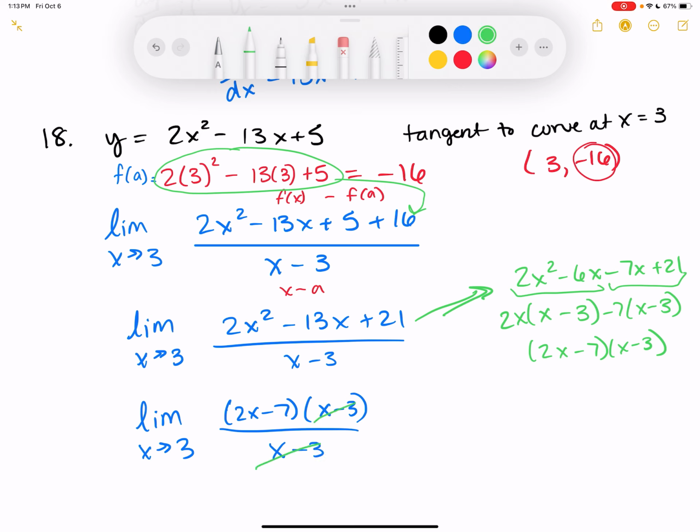Now we can cancel the x minus 3's. So now if we plug in 3, we get what? A whopping negative 1. So this is our slope of the tangent line.